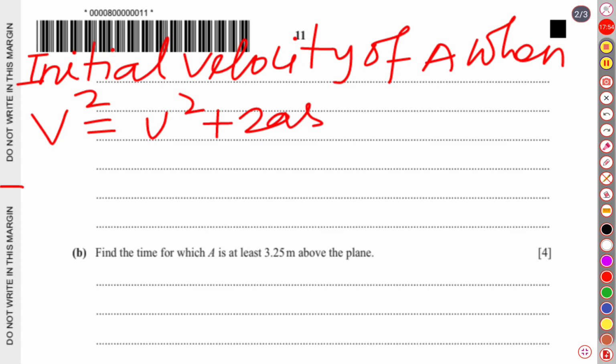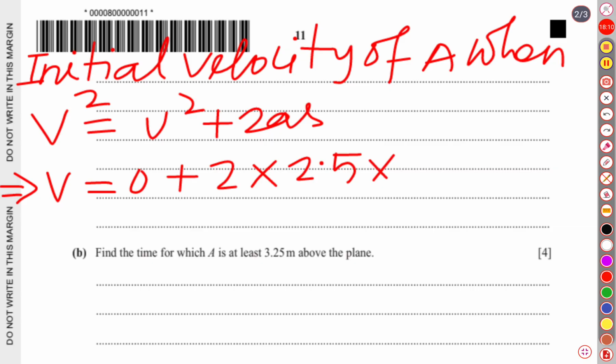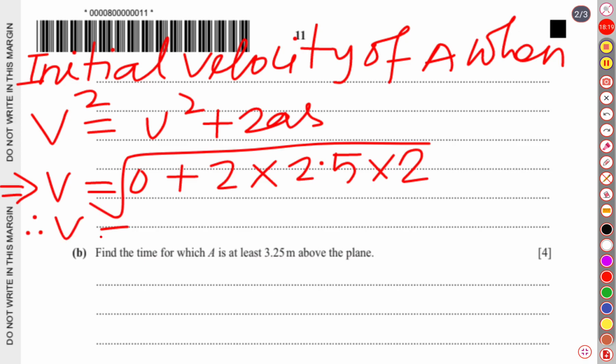Okay, so final velocity is to be obtained. V square is equal to initial velocity, both the particles were released from rest, so it is 0, plus 2 times acceleration, which was 2.5 from the previous question, and s is 2 meters because B traveled a distance of 2 meters when it reaches the ground. Hence v is going to be square root over 10 meter per second.